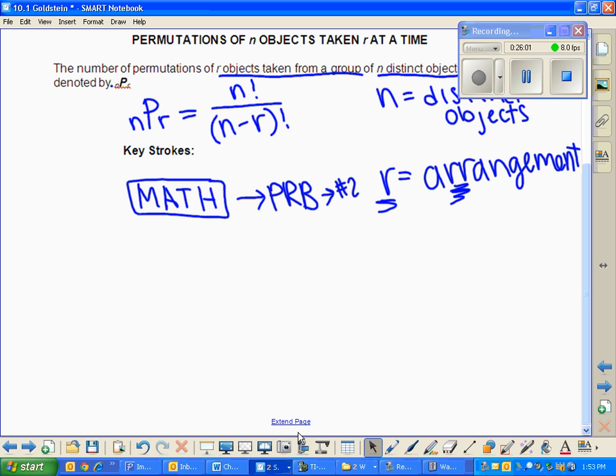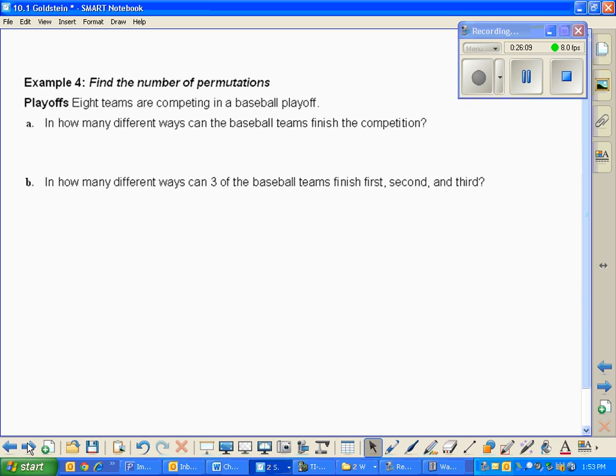All right, we're okay with this idea of permutations of n objects taken r at a time? I think we're going to do a good example that'll help us see how it all plays out. So 8 teams are competing in a baseball playoff. They want to know how many different ways the baseball teams can finish in the competition. So the best thing to do here would be to figure out what n and r are first. So let's think about this.